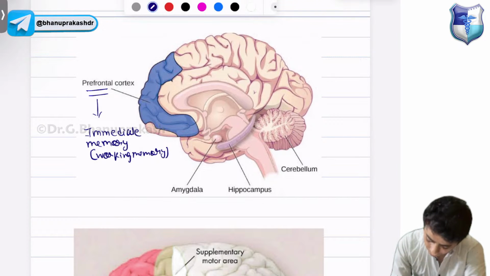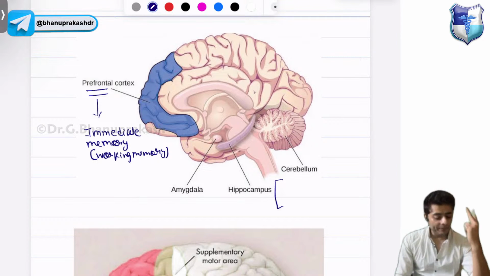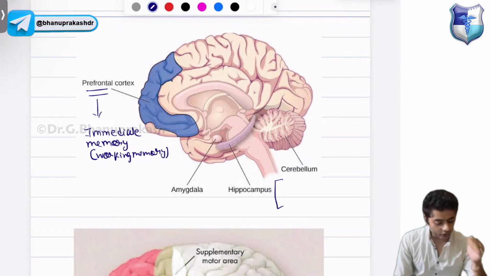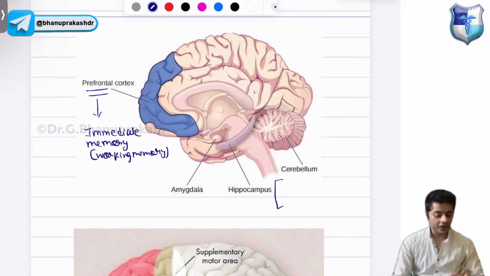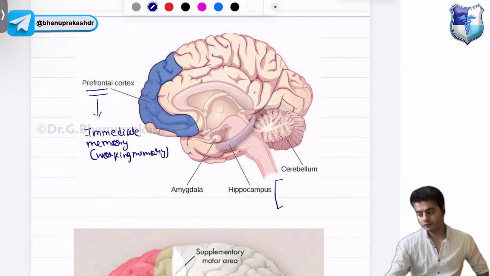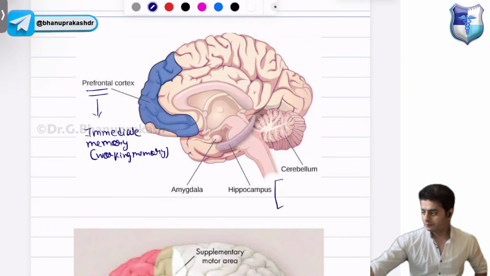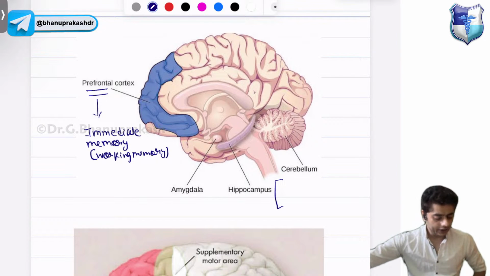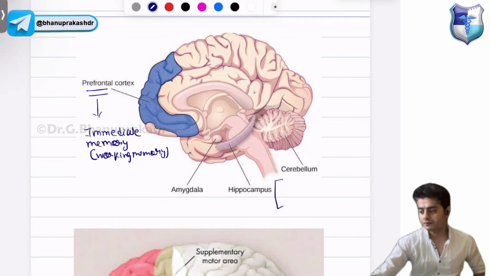Okay, sir. Done. This is your hippocampus. So, can anyone tell me which memories are stored in the hippocampus? Anyone? Just tell me in the comment section, which memories are stored in the hippocampus.